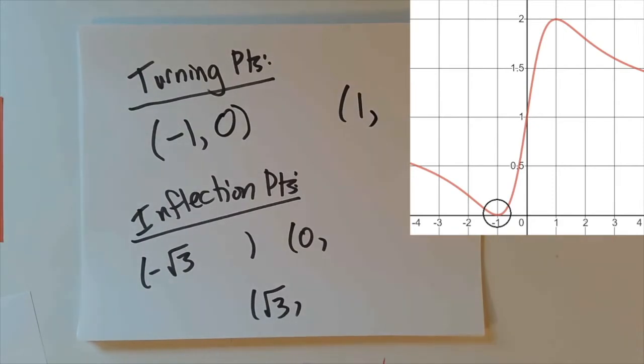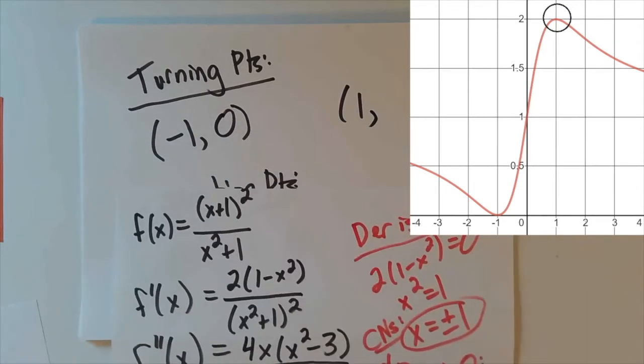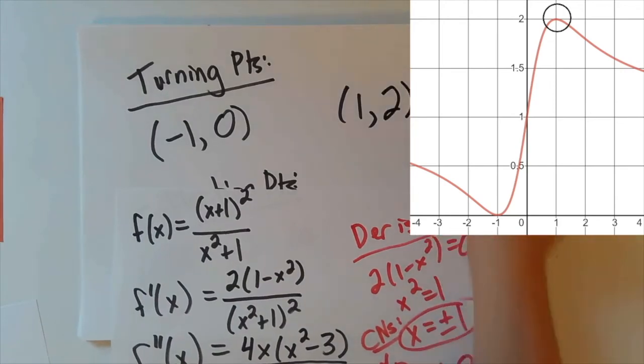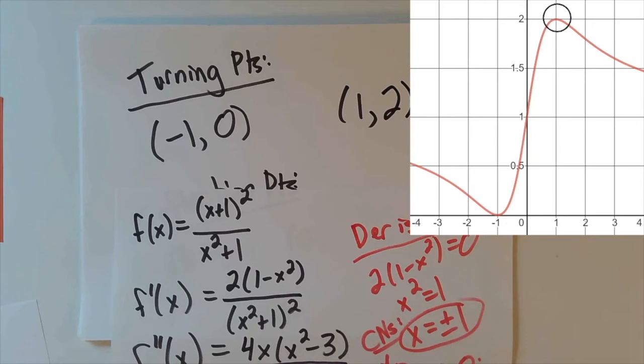Okay. When I look at the turning point over here at 1, that's that one, I need to plug in 1 to this, and so I get 1 plus 1 squared, which is 4, divided by 1 squared plus 1, which is 2. So that is to say the y-coordinate here is 2. Okay, so that's the turning points.